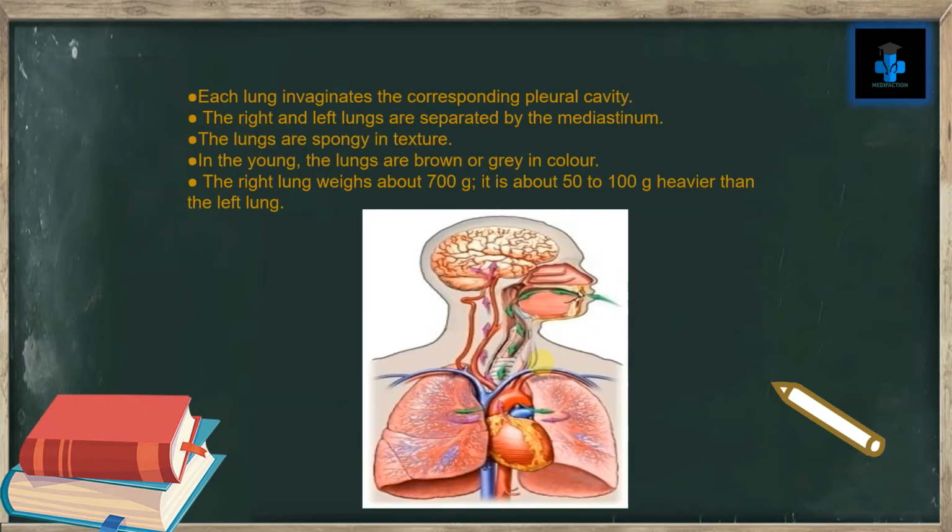Each lung invaginates the corresponding pleural cavity. The right and left lungs are separated by the mediastinum. The lungs are spongy in texture. In the young, the lungs are brown or grey in color. The right lung weighs about 700 grams. It is about 50 to 100 grams heavier than the left lung.